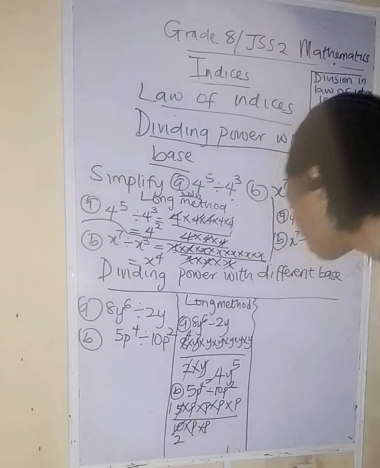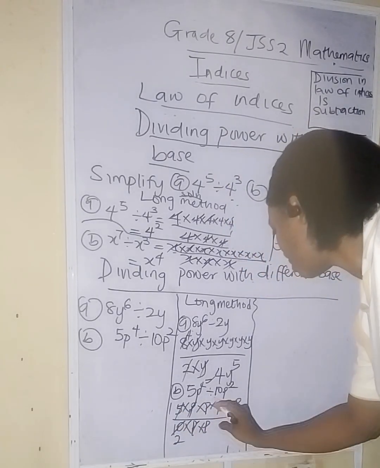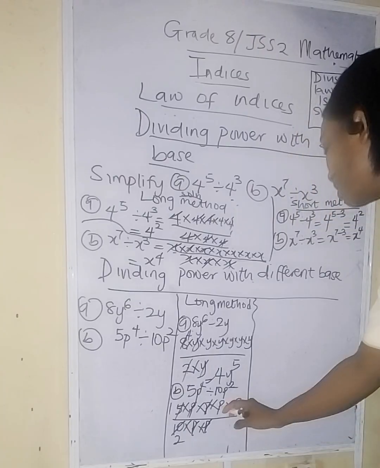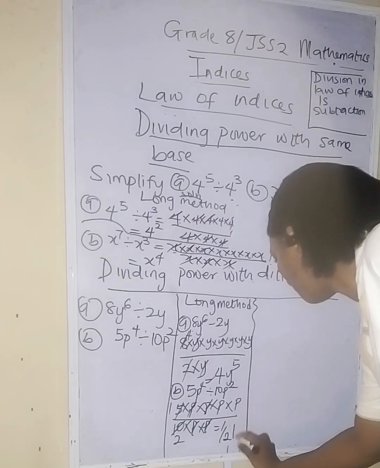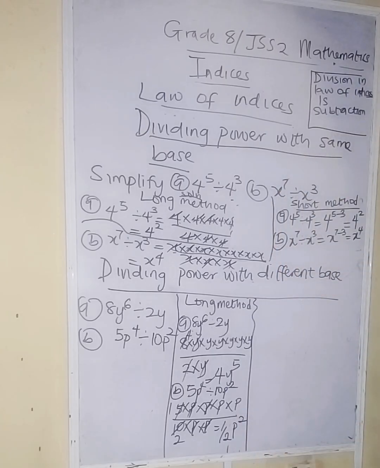Alright, so now this p cancels p, this p cancels p. So how many p are we left with? Just 2. So that will be 1 over 2p square. Okay, that's simple.